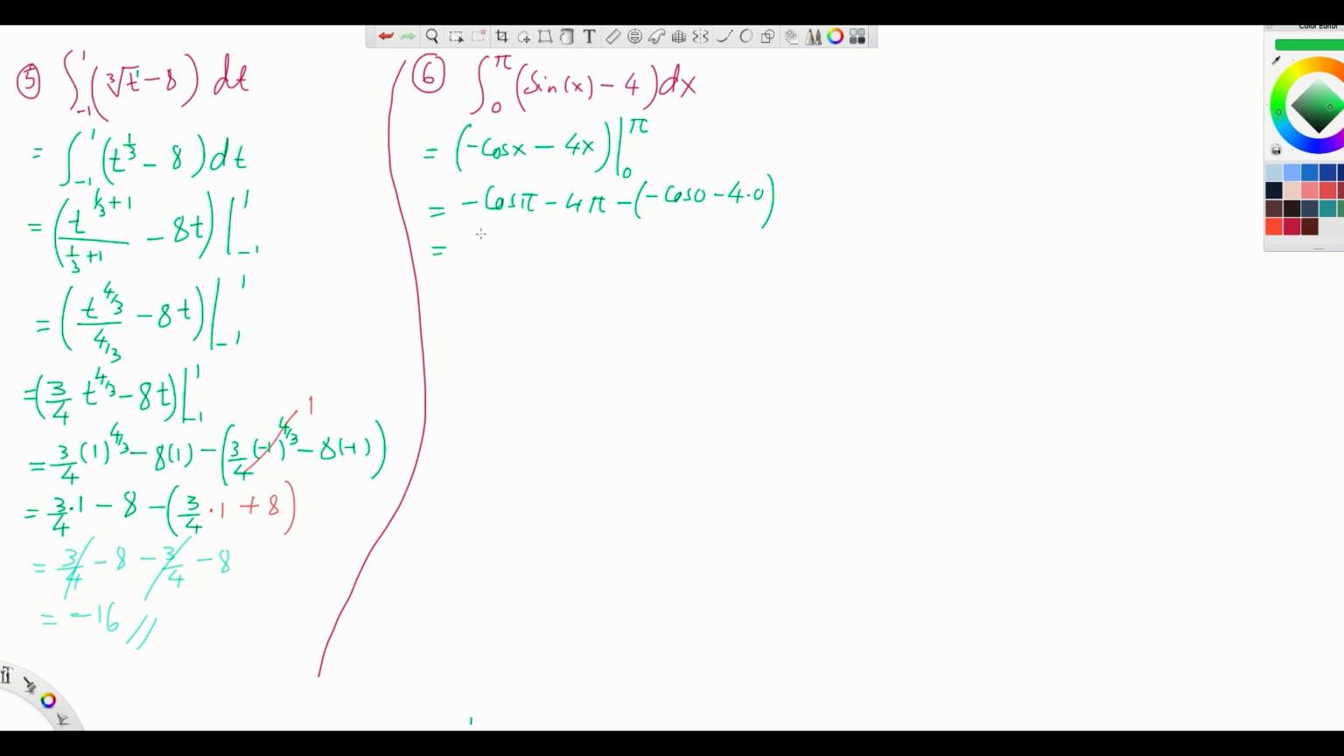Okay, so what is the value of cosine of pi? Cosine of pi is negative 1, but there is one negative already, so positive 1 minus 4 pi, minus minus, that is plus, what is cosine of 0? It is 1, and minus times minus is plus, minus 4 times 0 is 0, right? You see that? So how much is that? This is pi. So 1 plus 1 is 2, and then minus 4 pi, right? So the answer is 2 minus 4 pi. Okay, so the answer is 2 minus 4 pi.